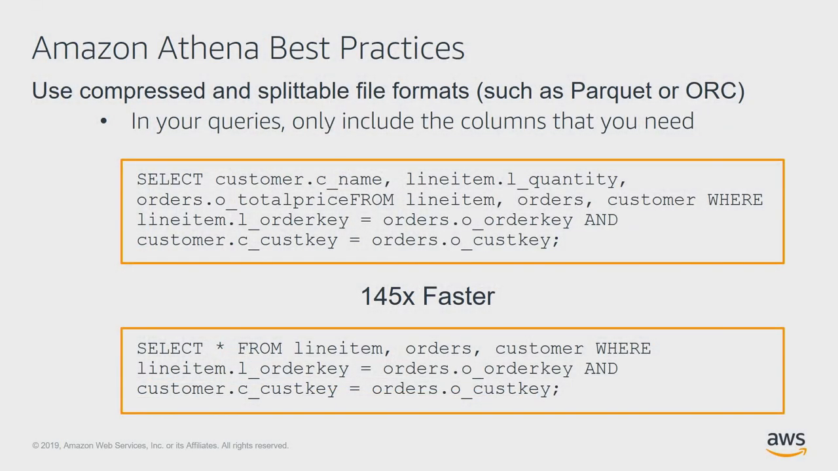And you probably would have guessed this now through our discussions about using Parquet files because they're column-based files, and using partitioning to reduce the amount of data scanned. This is just an example where we're doing a select star, so we're selecting all the columns in our table. And another example where we're selecting the specific columns that we know we need for our query. And the query is 145 times faster.